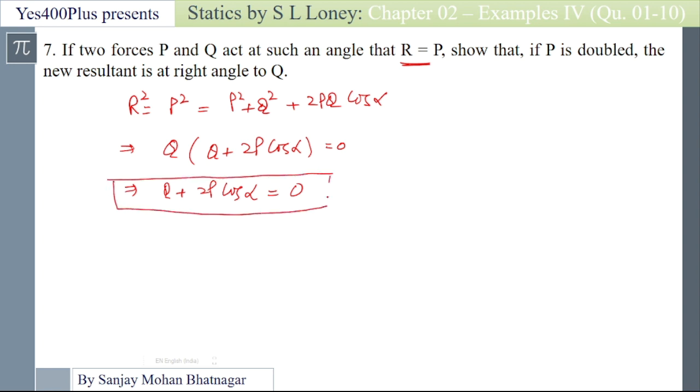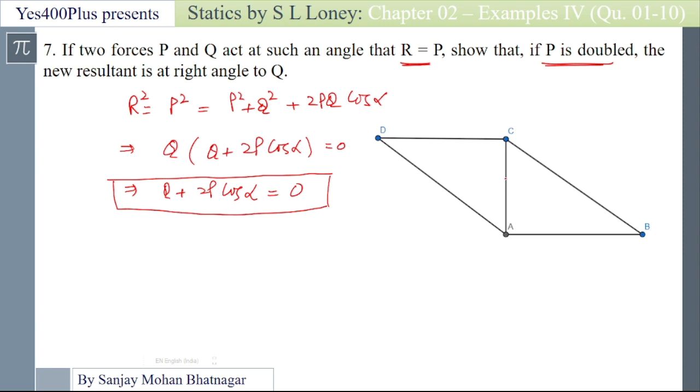Okay, now if the question says that p is doubled, so let us see a figure. So if this is the resultant in the new situation, means this p has become 2p, and suppose this is the angle theta the force q is making with resultant r. तो हमें ये प्रूव करना है कि दिस थीटा इज इक्वल टू 90 डिग्री. प्लीज डोंट कंसीडर दिस एंगल एज 90 डिग्री. तो मैंने फिगर कॉपी कर ली है पिछली स्लाइड से. ओके, अब फॉर्मूला लगाते हैं.